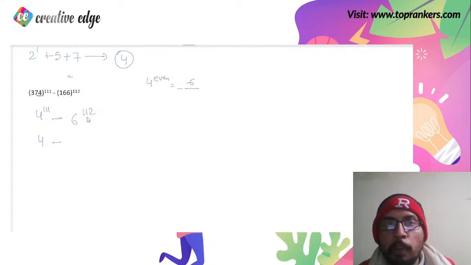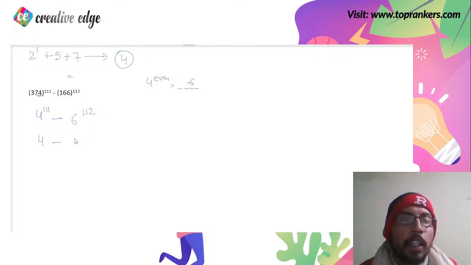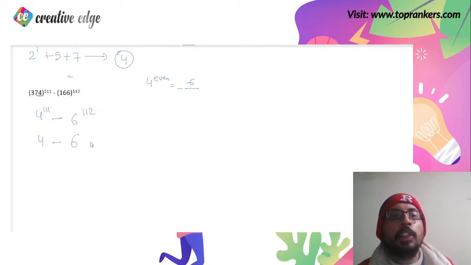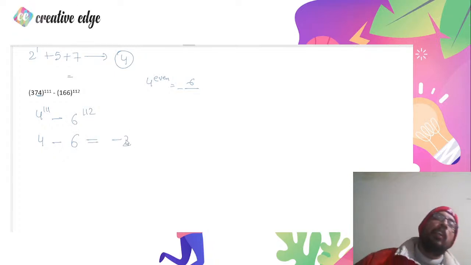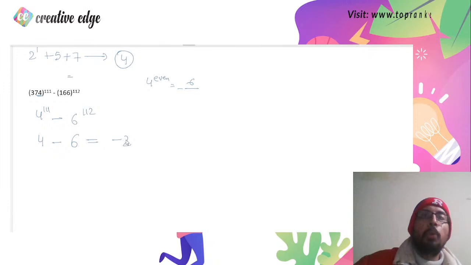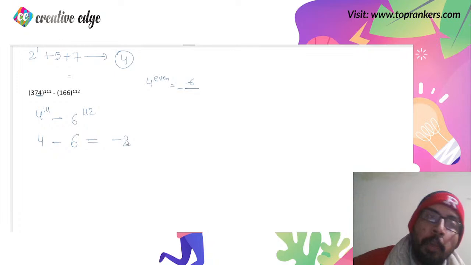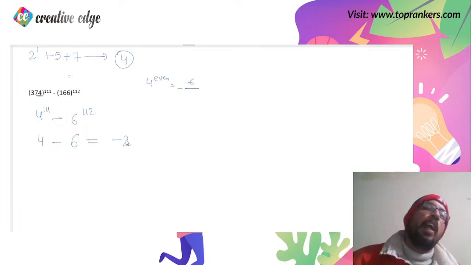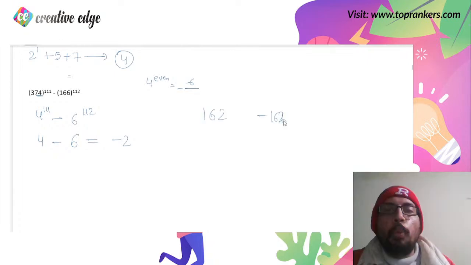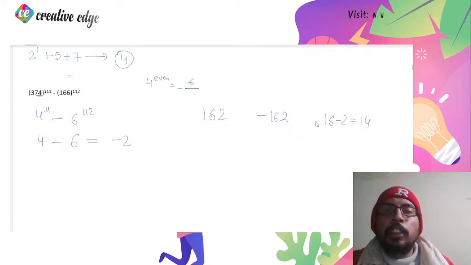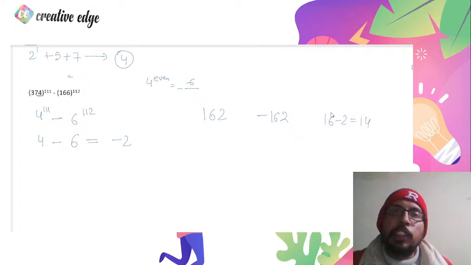6 to the power something will always give me 6 at the unit place. Now the answer that we get here is minus 2. Now there will be two thought processes, two wrong thought processes that you may come up with. Someone may report that had I put this negative sign in front of 2, the whole definition of this number would change and it will yield me 14. This is not 162 anymore or 160 anymore.